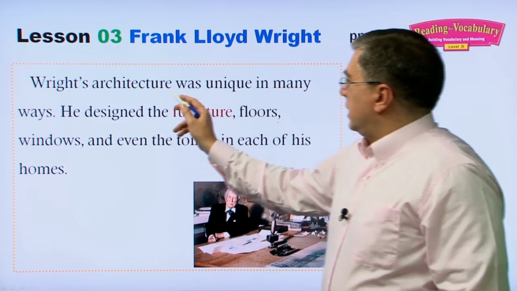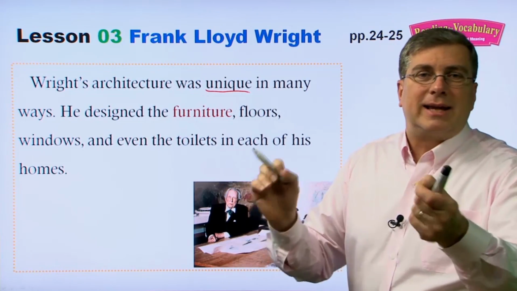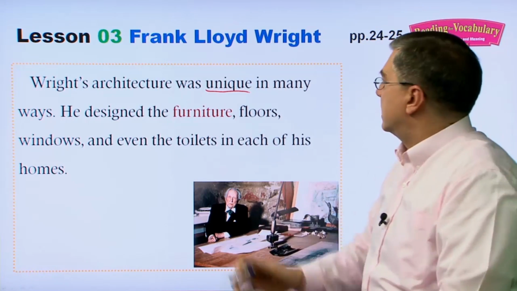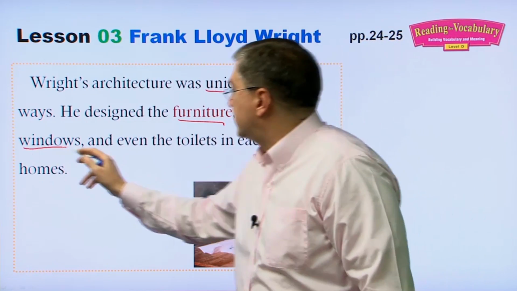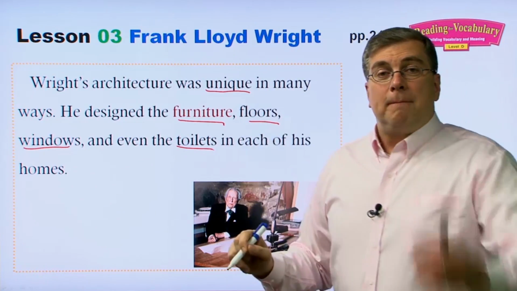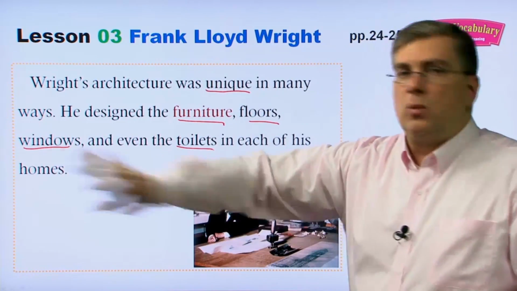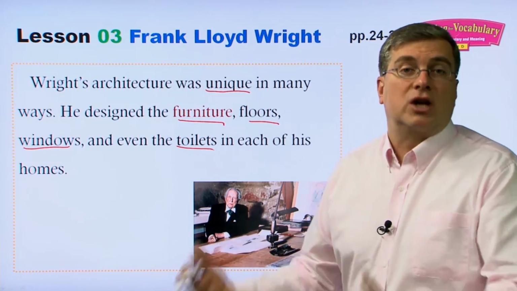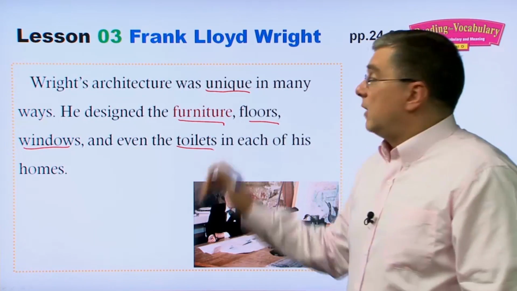Now, Wright's architecture was unique. Remember, unique means one of a kind. Nothing was done like this before, right? He didn't follow people. He was one of a kind, unique in many ways. He designed the furniture, floors, windows, and even the toilets in each of his homes. That was unique. Before, architects would just build a building and they would leave the furniture and the windows and the toilets to somebody else, maybe the builder or the construction company. They would go to the store and, oh, they need a toilet, so they just grab a toilet and put it in there. But Frank Lloyd didn't do that.